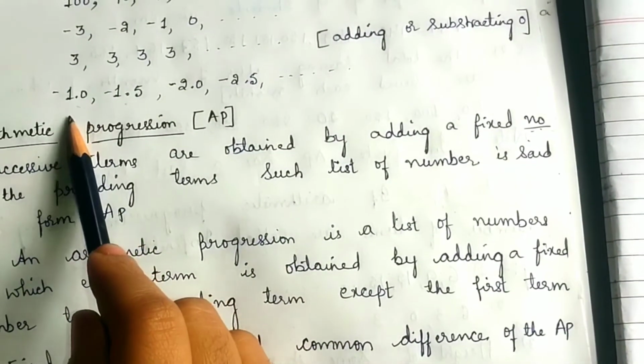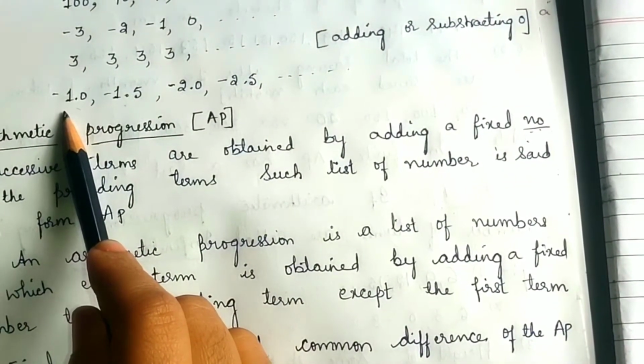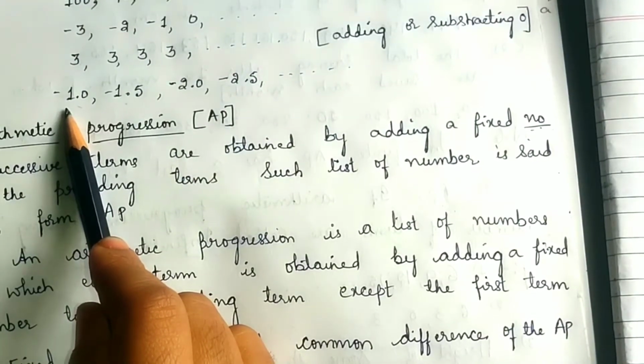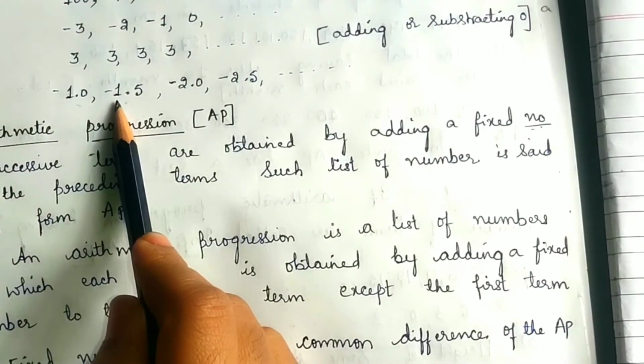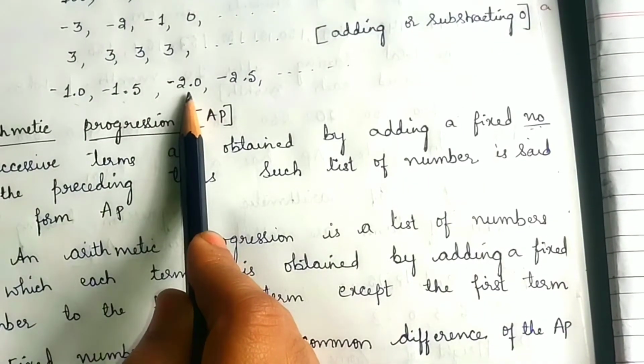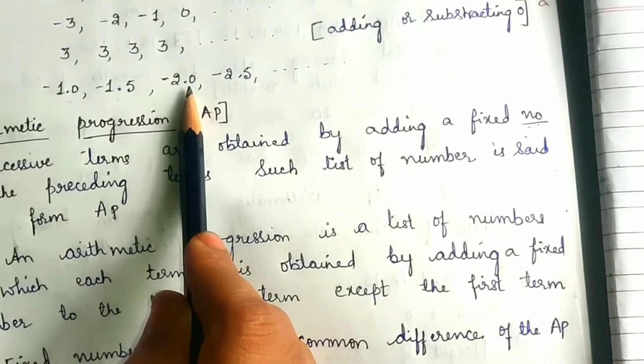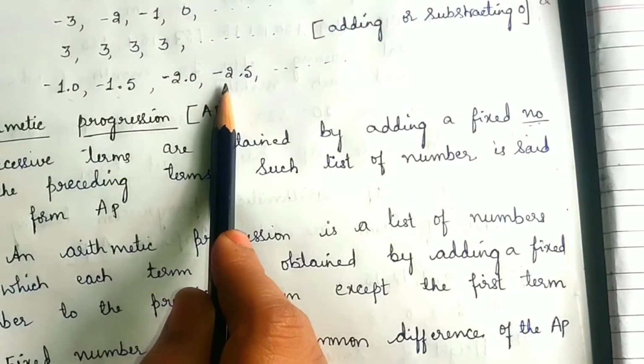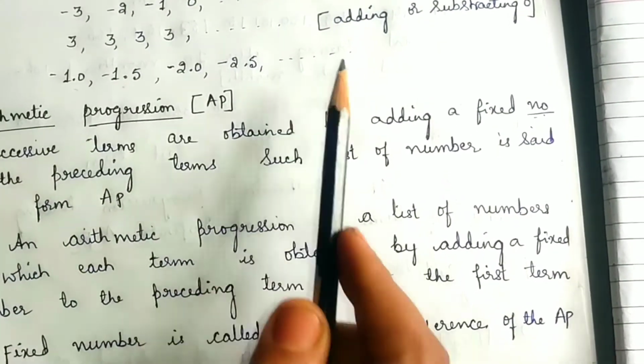Look at the fourth example. If you add 0.5 to minus 1, you will get minus 1.5. If you add again 0.5 to this, you will get the next number. If you add 0.5 to minus 2, then it will be minus 2.5 and so on.